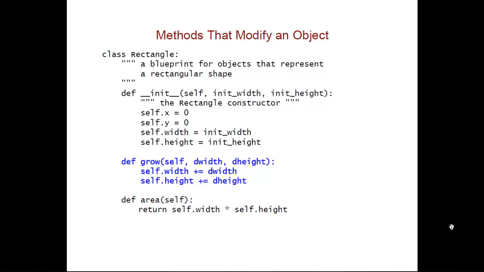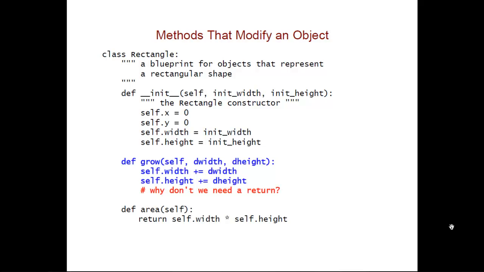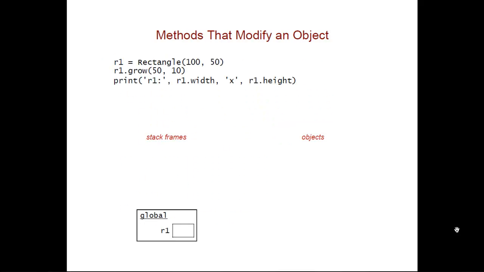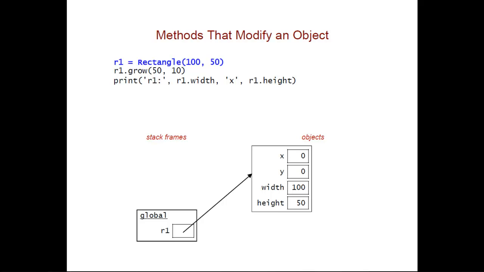When we have a method like grow that modifies an object, it isn't necessary for it to return anything. And the reason is it's actually changing the internals of the object, and those changes will still be there after the method returns. To see this more clearly, let's trace through an example and look at what happens in memory. So we have our global stack frame. We start out by constructing our object, and what gets stored in r1 is a reference to that object. The object is not in the stack frame, it's somewhere else in memory, and what's in the stack frame is a reference to that object.